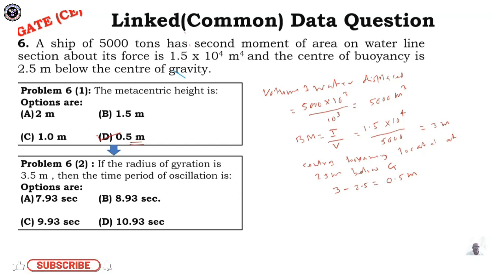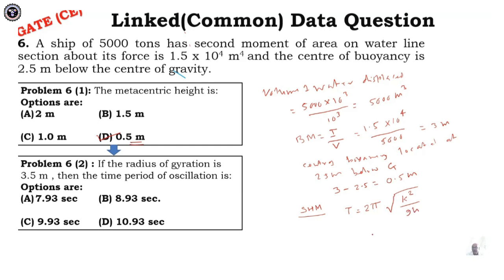If the radius of gyration is 3.5 meter, then the time period of oscillation is: 7.93 second, 8.93 second, 9.93 second or 10.93 second. Use the formula for simple harmonic motion, SHM. This formula is T, the time period, is equal to 2 pi under root K square, that is radius of gyration square, upon GH. Use this formula.